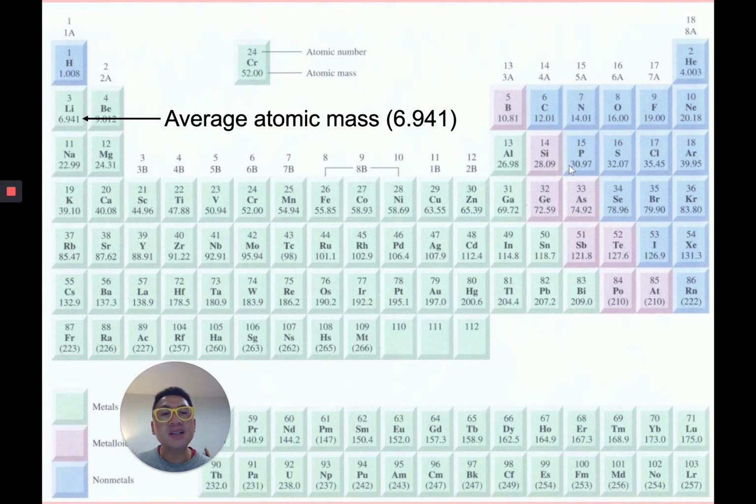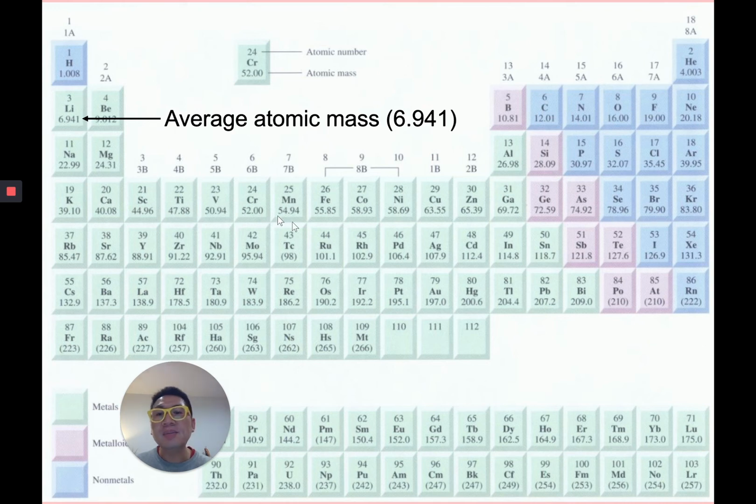1 phosphorus atom weighs 30.97 AMUs. But a mole of them weighs 30.97 grams. 1 oxygen atom weighs 16 AMUs. 1 mole of it weighs 16 grams. 1 bromine atom weighs 79.90 AMUs. 1 mole of it weighs 79.90 grams.